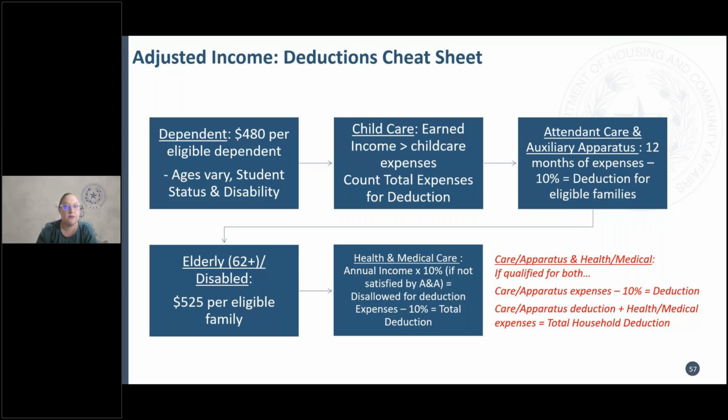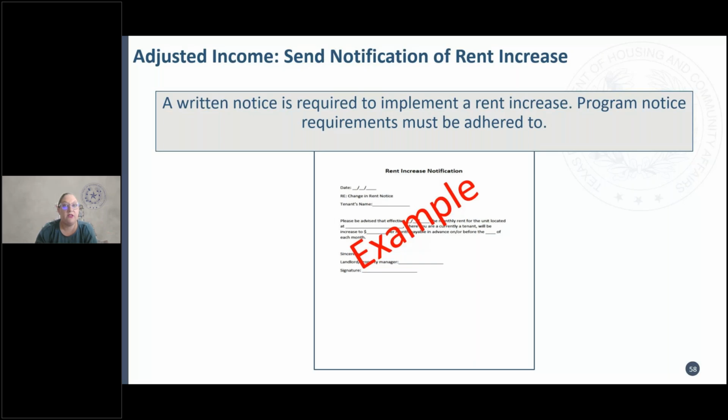Please remember that you do have to give a notice of a rent increase, and for certain programs, you cannot increase the rent other than at lease renewal. For all of our programs, you can only increase the rent once during 12 months. And for all of our programs, if the rent is going to go up $75 or more, you have to send a 75-day notice.